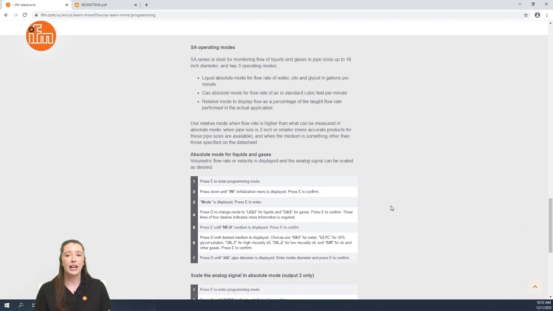If you scroll down further, we go over the different operating modes used in our SA sensor. Our SA sensors can be used in 3 different modes: relative, liquid, and gas. Relative mode gives you a percentage of how much flow is going through the line based on what you have taught as the high flow and low flow conditions. Liquid and gas mode are absolute modes in which it will give you an actual flow rate measurement based on what you have programmed the media and inner pipe diameter for. So now let me take you to the sensor itself and show you how to manually program it using the display and push buttons.